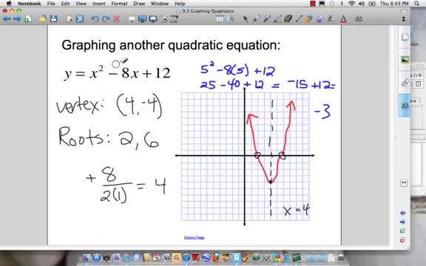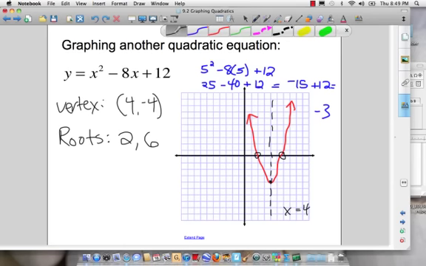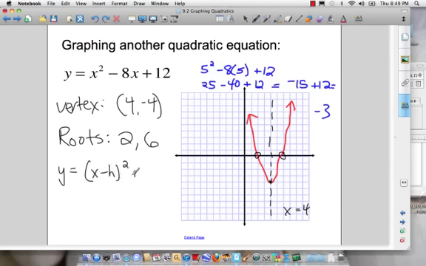Okay, this is possibly going to seem a little mysterious, so I'm just going to ask you to follow the example. And the more you study algebra, the more this will become clear to you. But vertex form looks like this. y equals (x minus h) squared plus k, where the vertex is h comma k. So since we know the vertex is 4, negative 4, 4 is h, negative 4 is k.